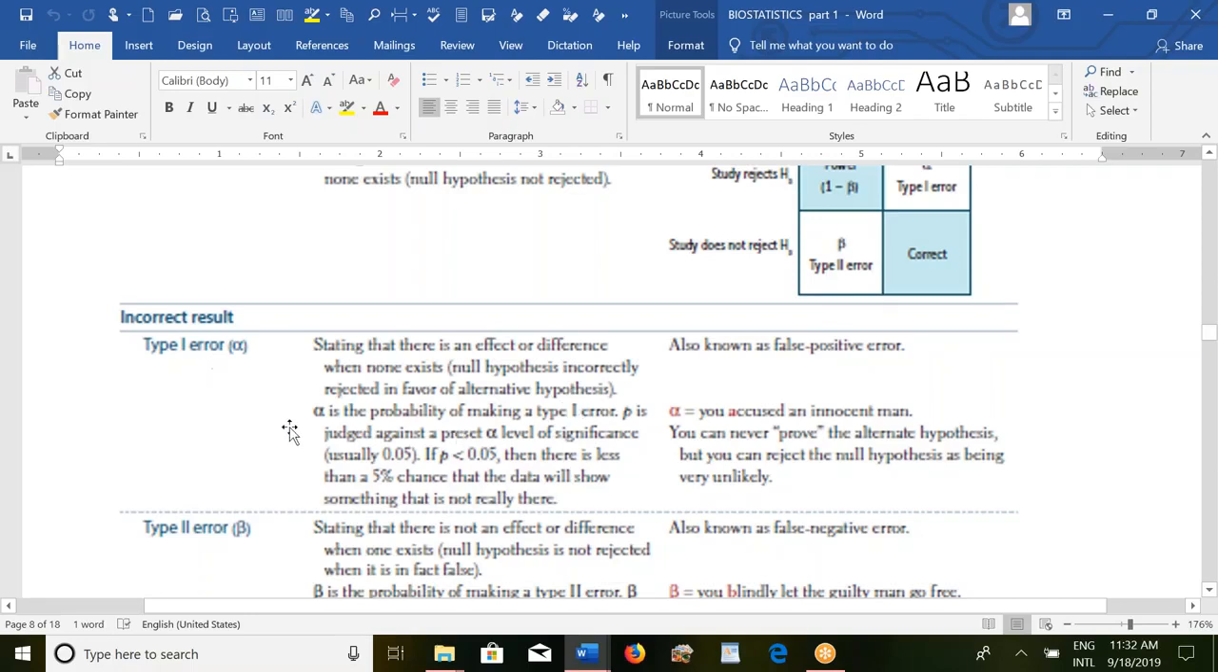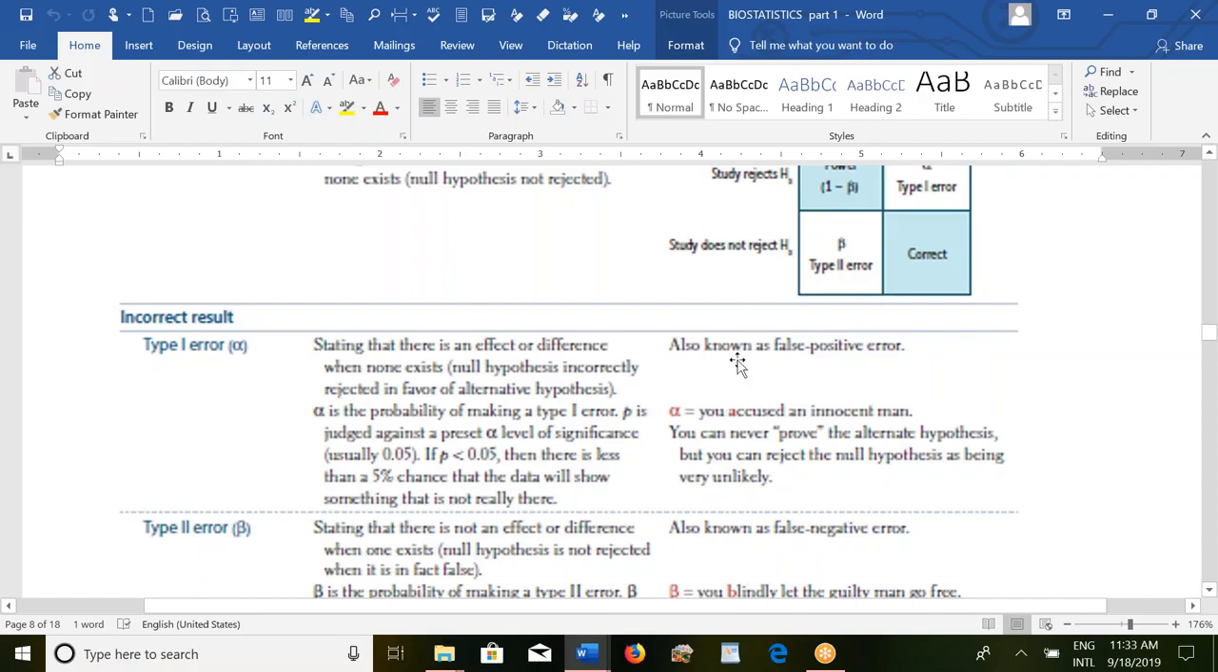We represent it by alpha, and alpha is the probability of making a type 1 error, and P is judged against a preset alpha level of significance. Usually this will be set at 0.05. If probability is less than 0.05, then there is a less than 5% chance that the data will show something that is not really there. So the chance of having something by chance will decrease.